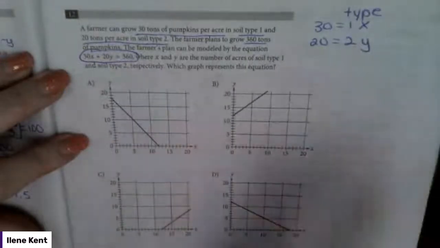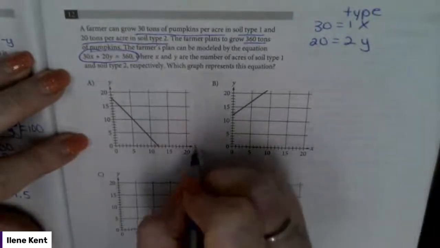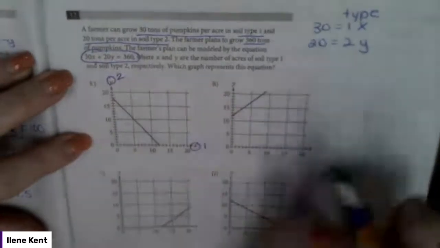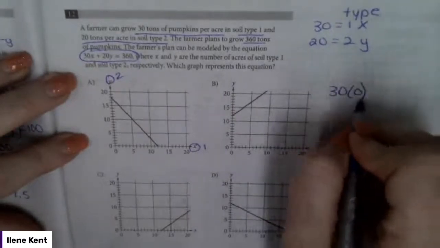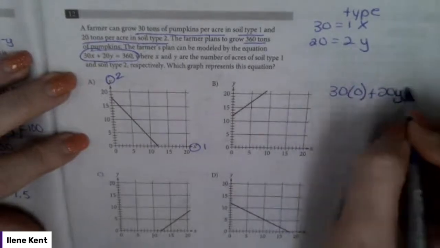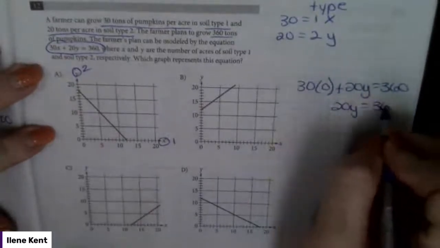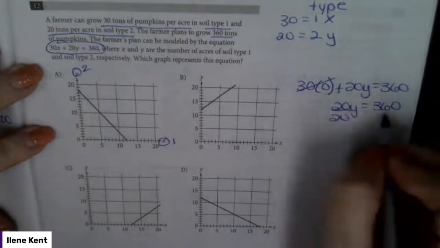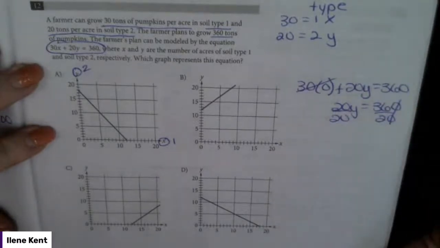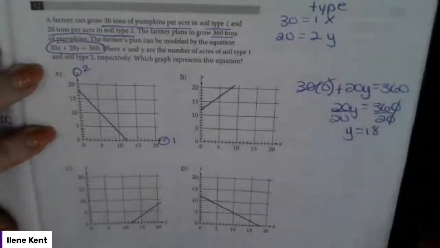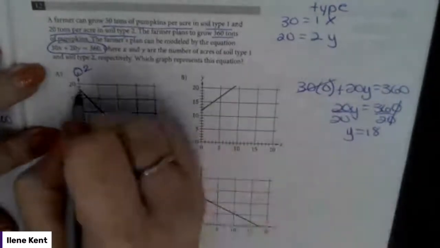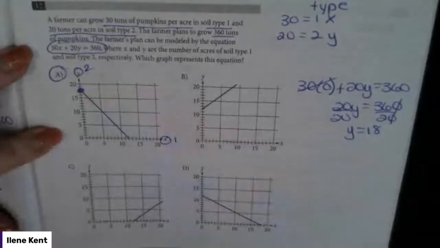So which graph would represent this equation? We could call this X type 1, this Y is type 2. And then we can maybe plug in an option. Let's say we don't have any type 1 and we want to do this all with type 2. Let's figure out what our intercept would be. This would be 0. And when we divide by 20, remember with fractions that end in 0, we can always just drop the zeros. Then it's easier and we can figure out that Y is 18. The only one with an 18 intercept looks like choice A. So we're going to go with that one.